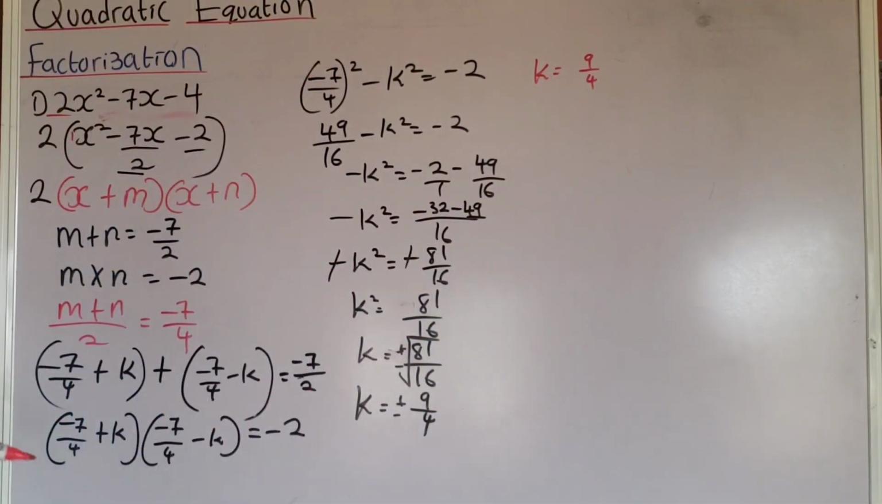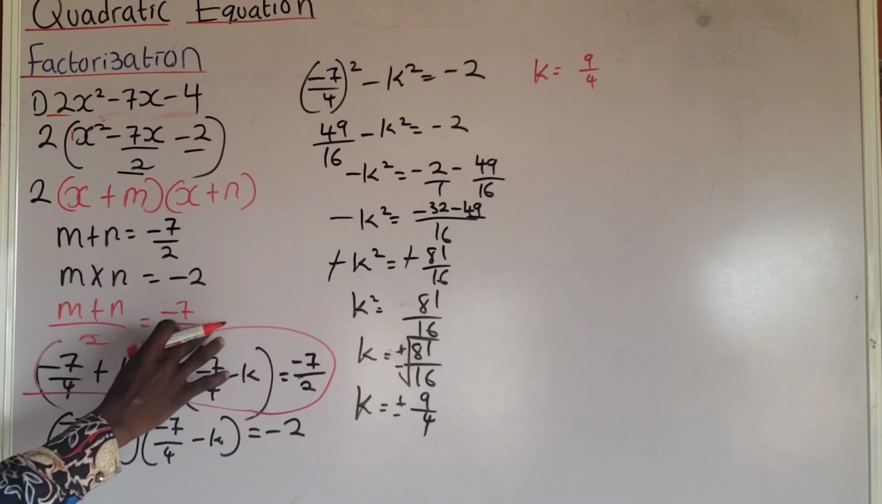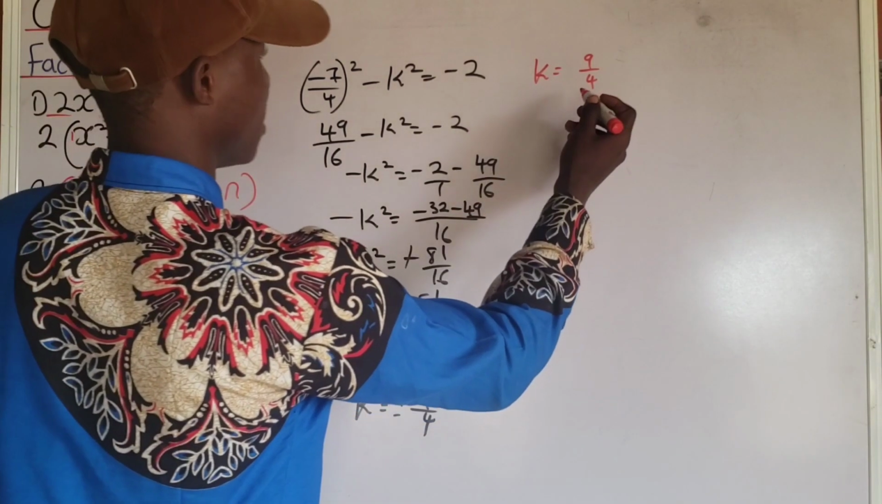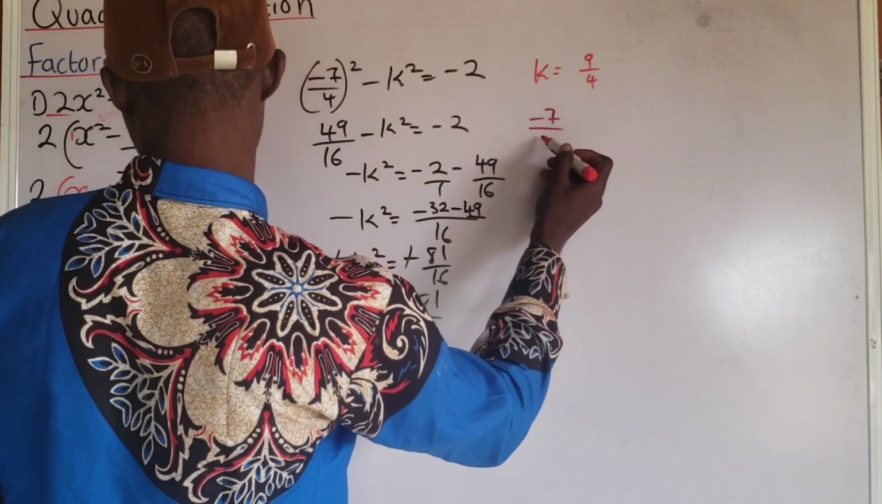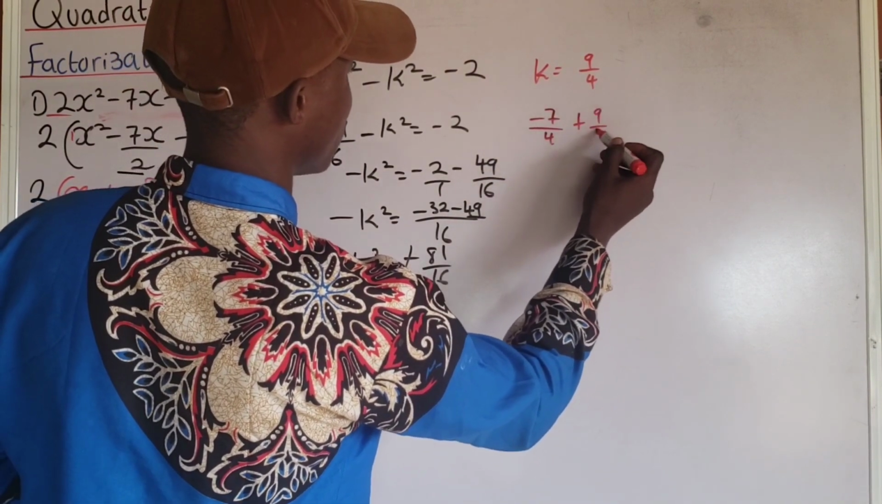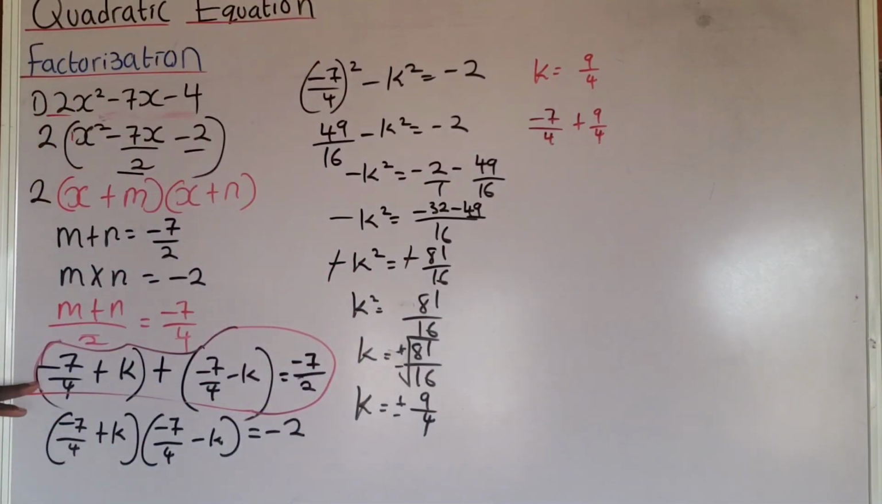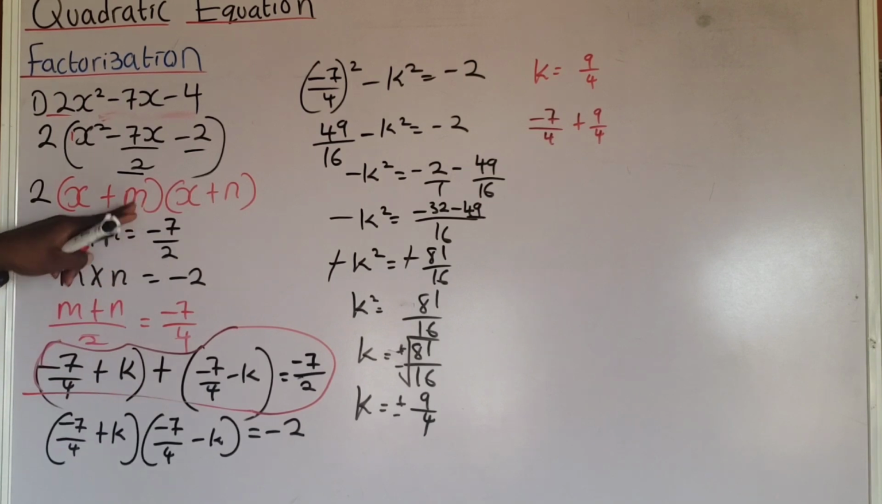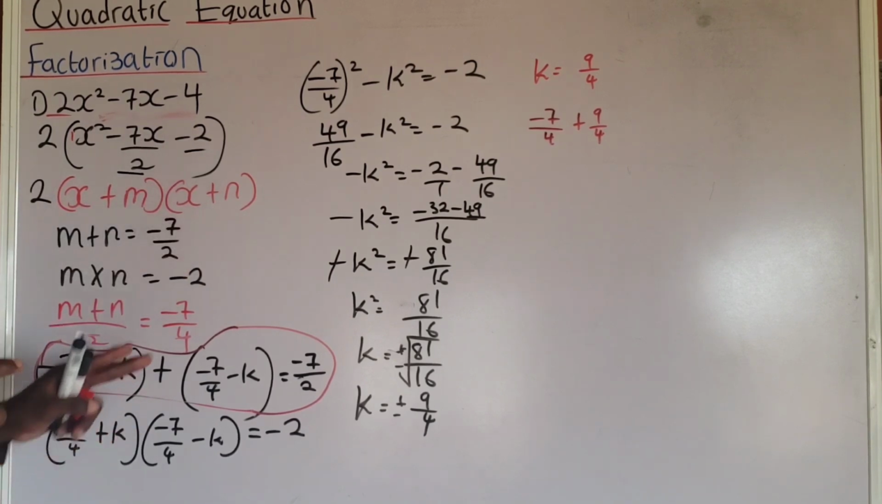Now, having gotten the value of k, the next step is that you have to replace the value of k in this equation. You understand? This is the equation. Replace the value of k in this equation. So we are going to have negative 7 all over 4 plus 9 all over 4. You see, I just replace the value of k in this equation to get two values. Those two values are the value of m and n. You understand? So having gotten the value of k, which is 9 over 4, just substitute it into this equation.